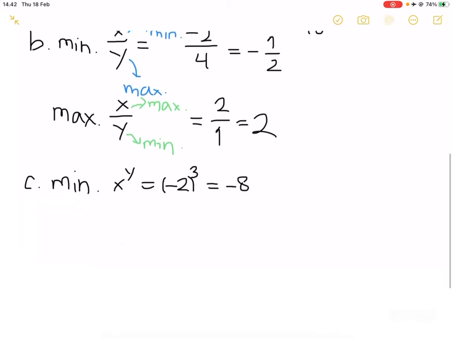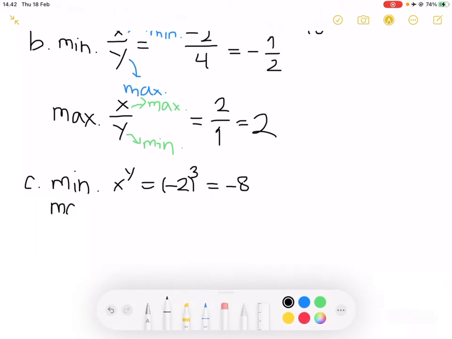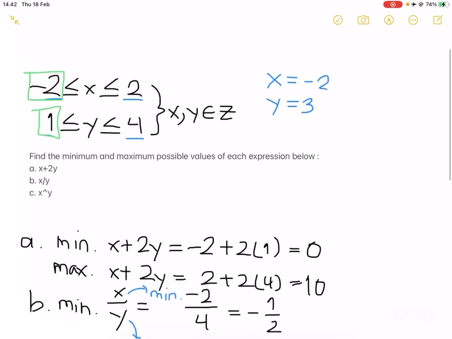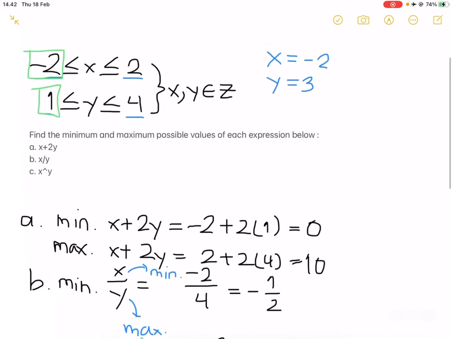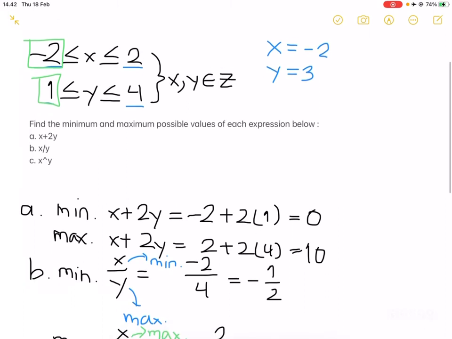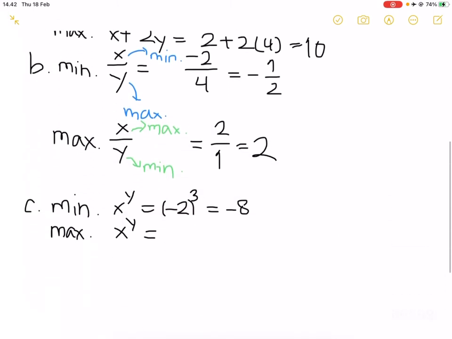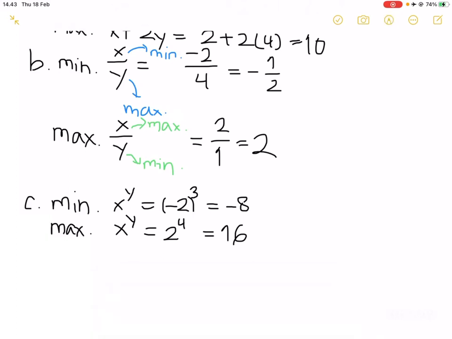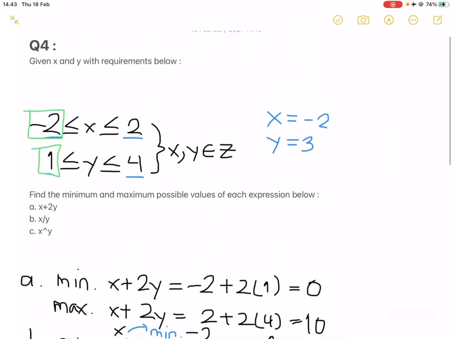And we can just do possibly the same for the maximum value of this. In this case, the maximum value of x to the y occurs when x and y are both maximum. So we can just choose 2 as our x value and 4 as our y value to get 2 to the 4, which is 16. So when dealing with this type of problems, if you don't really know the minimum and maximum values of a certain expression, it's probably best to do trial and error.